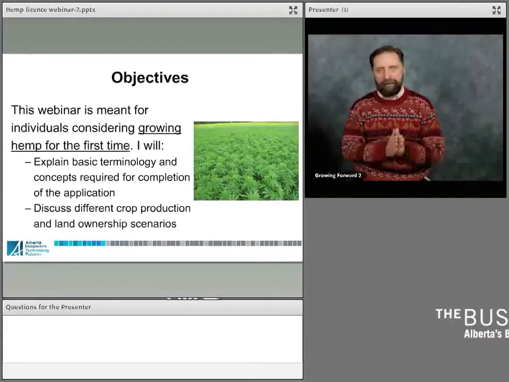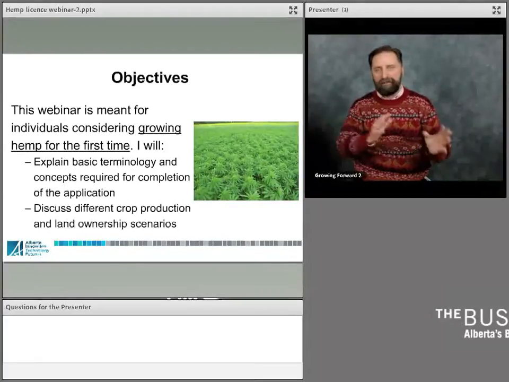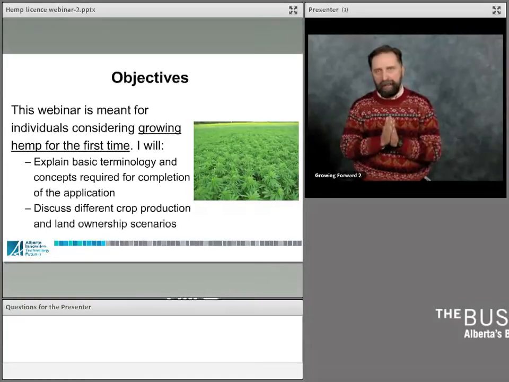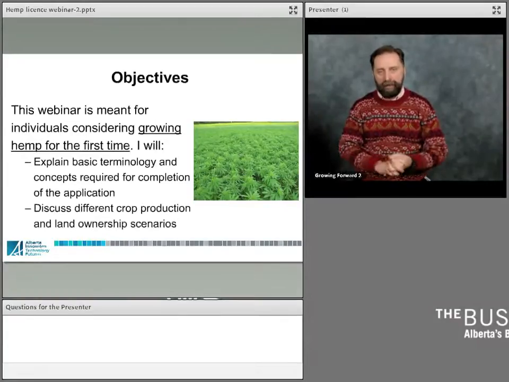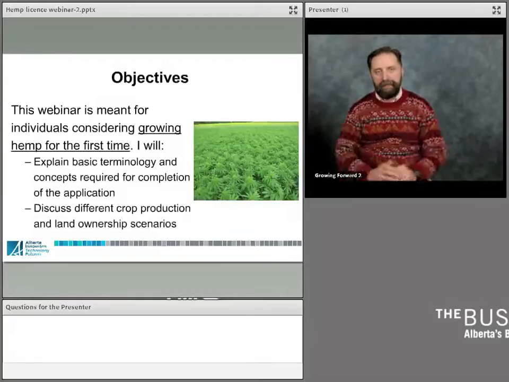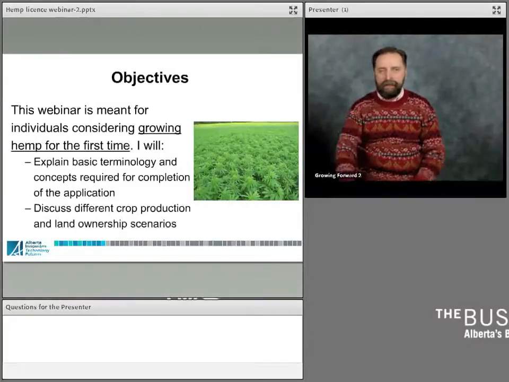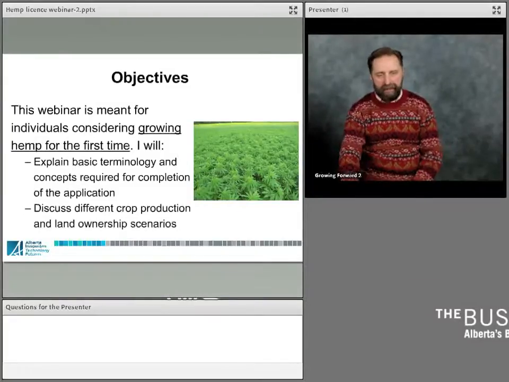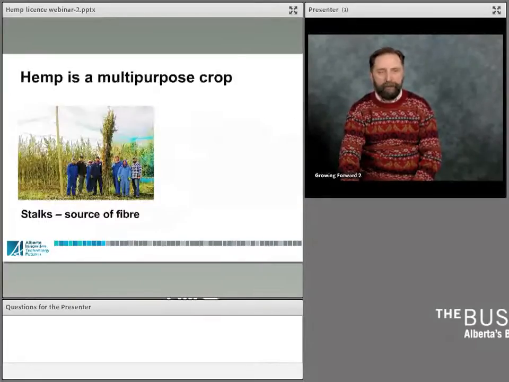And then I will discuss two different crop production and land ownership scenarios that you may face or encounter in your production and when you're filling up your application. Okay, so first we'll be explaining terminology, then we'll be discussing the license with two different production scenarios, most common.